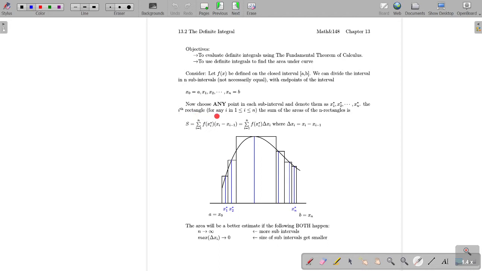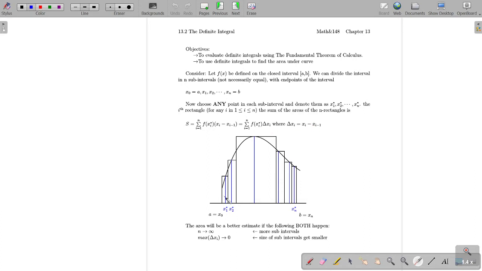The sum of the areas of the rectangles is this sum, though there's a sigma notation. We didn't go over it, but it's just saying keep adding this up. So this is the height times the width, so that gets you the area of that little rectangle. And then you add up all those areas. So this is another formulation where delta xi is just the difference of the x's.